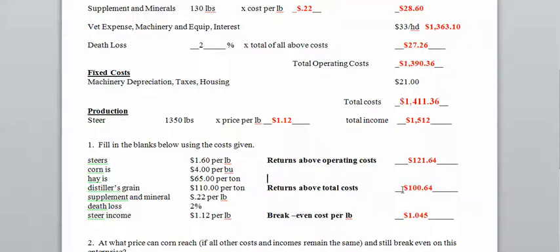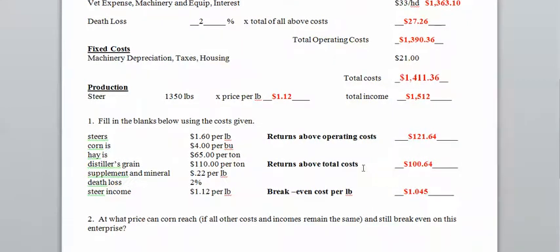Return above total cost is simply our total income minus total cost. So our return above total cost is $1,512 minus $1,411.36, which yields us a return above total cost of $100.64. Our break-even price, or our cost per pound, in other words, of this animal, you simply take your total cost divided by pounds.